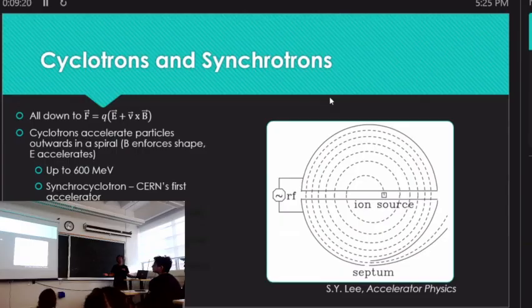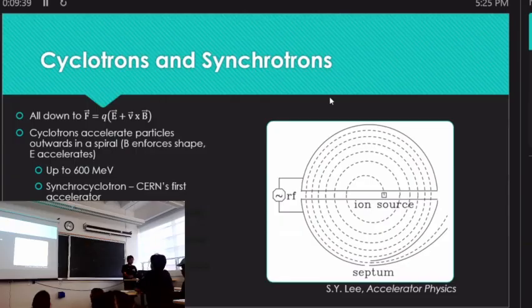These can get you up to about 600 mega electron volts, where an electron volt is the energy of an electron moving through 1 volt of potential. And so they're pretty good for lots of things. If you want to make exotic chemical isotopes, they're really useful. Canada has the largest one of these at TRIUMF in Vancouver. That is useful for a lot of things.